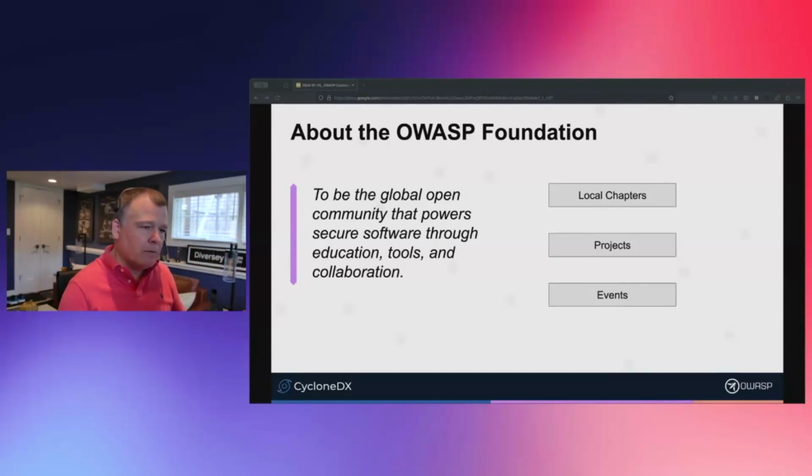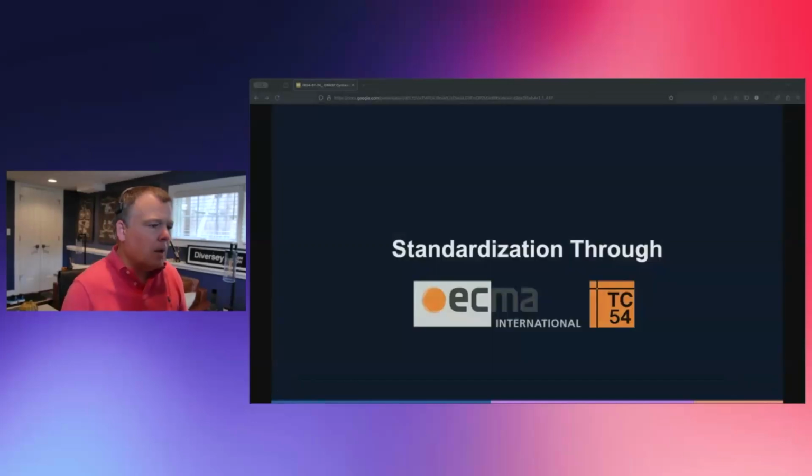If you are a developer or an application security person and you're interested in what OWASP has to offer, check out owasp.org, find a local chapter, contribute to a project, attend one of their events. It's a really great community. The standardization of CycloneDX goes through ECMA International, which is an international standards organization, specifically through Technical Committee 54, which I do happen to chair.